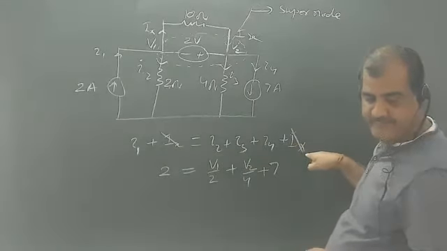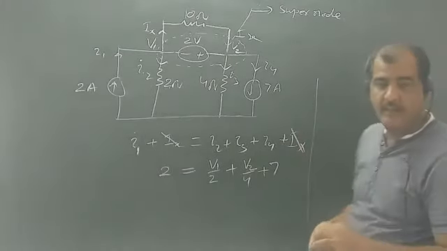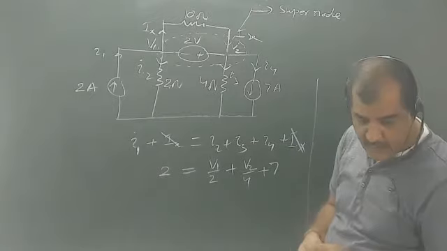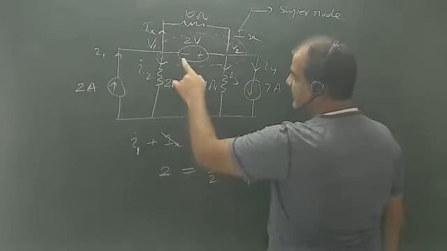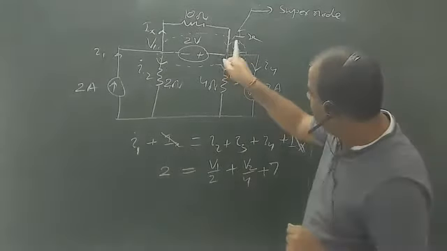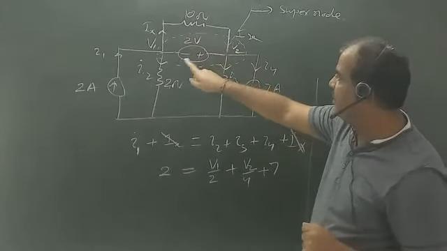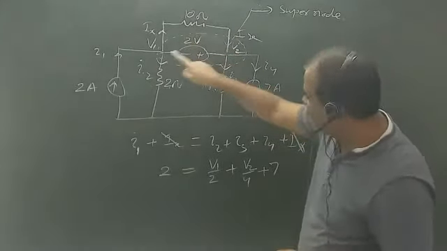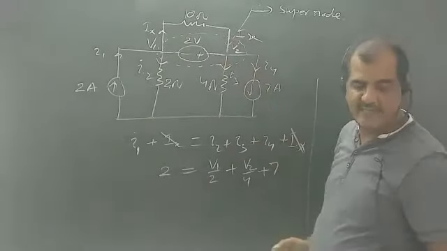ठीक है. सर एक लास्ट क्वेश्चन सर. हमको पता कैसे चलेगा कि सुपर नोड टेक्निक हम लोग को यूज करना है? वही तो बोल रहा हूँ. जब दो नॉन रेफरेंस नोड के बीच में बैटरी आ जाए, तब आपको उसको सुपर नोड मानना पड़ेगा एक इक्वेशन बनाने के लिए. ये टेक्निक और V2 minus V1 ऑलरेडी गिवन 2 volts. दो इक्वेशन हो गई. सॉल्व करना है, V1 V2 आ जाएगा.